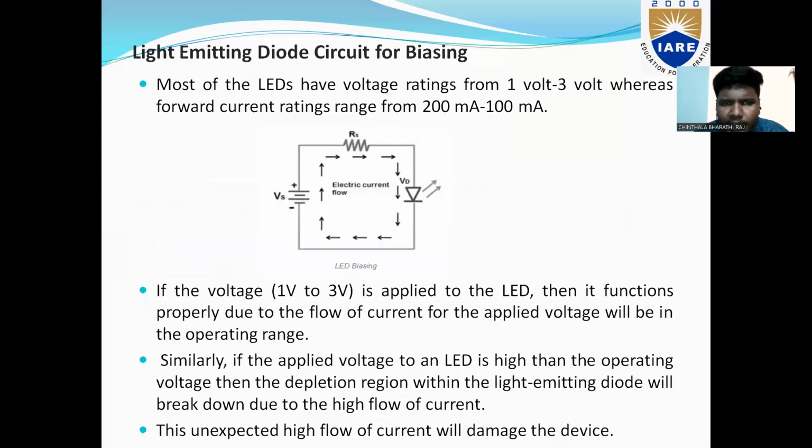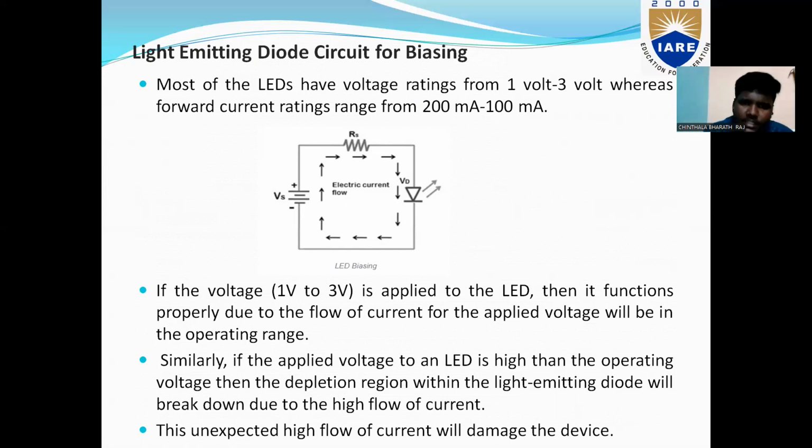Now the light emitting diode circuit for bias. Most LEDs have a voltage rating from 1 volt to 3 volts, whereas the forward current rating ranges from 200 milliamperes to 100 milliamperes. Now this diagram shows the LED bias, that is, light emitting diode biasing.